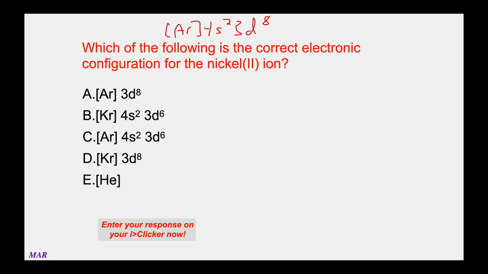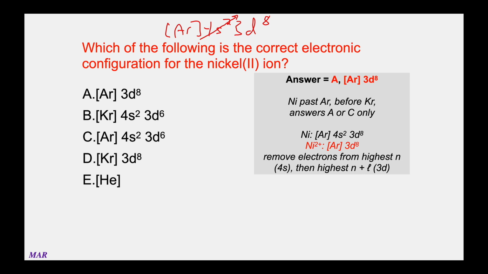The 4 of 4s is n equals 4. And that's bigger than n equals 3 of 3d8. So in this case, the 2 electrons to be lost are the 4s2 electrons. So what's left then with the nickel 2 plus would be argon 3d8. That would be the electron configuration for this ion.